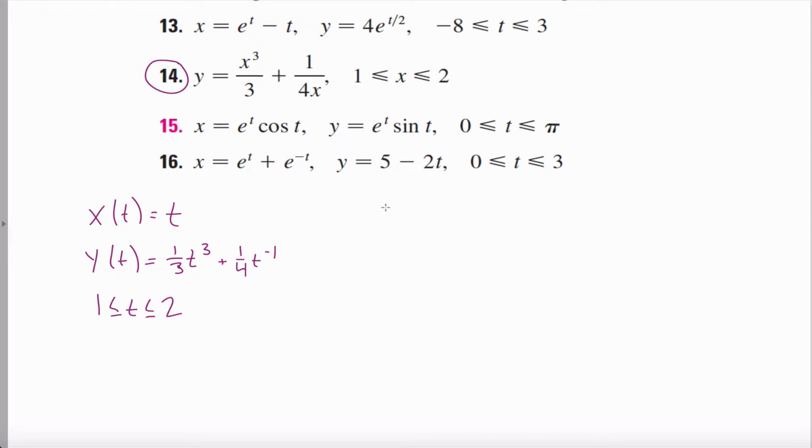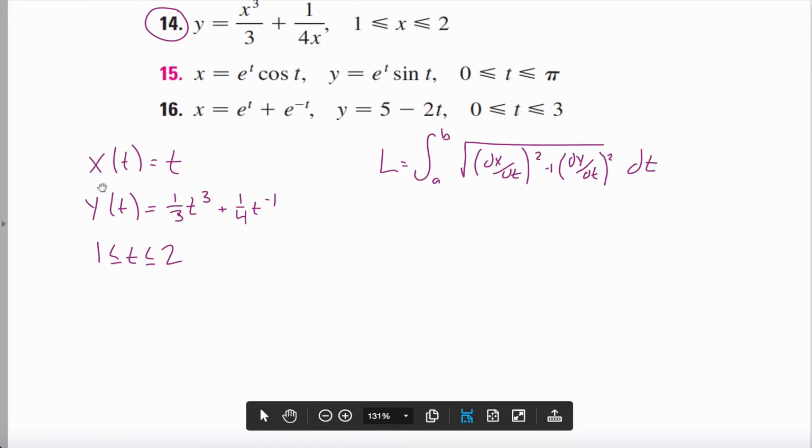Maybe I should have written my formula somewhere. Why not right here? The arc length is equal to the integral from the bounds on your values of t, so I'll just write a and b to be generic here, of the square root of something with your variable of integration being t. And that something comes from your distance formula. It's the change in the x-coordinate as a function of t squared plus the change in your y-coordinate as a function of t squared.